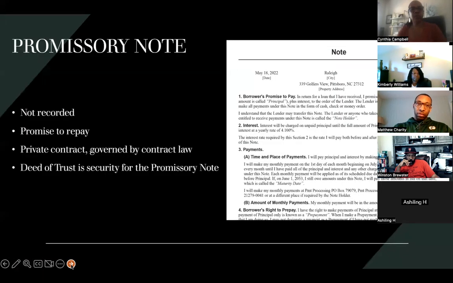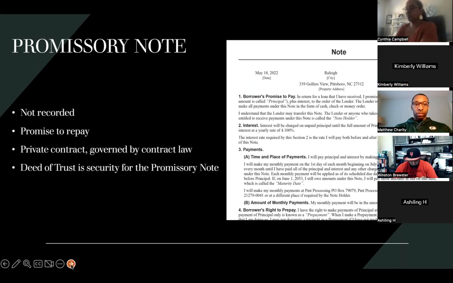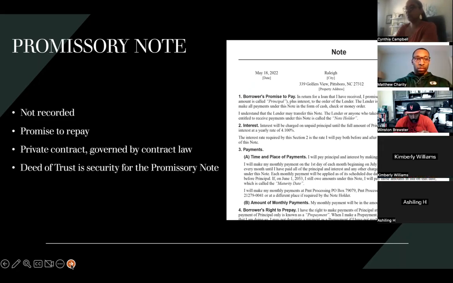And the document that the mortgage or deed of trust secures is called a promissory note. This is not recorded. This is a private contract. It's governed by contract law. It's a contract where you agree to pay your lender a specified amount of money. If there were no deed of trust, just a promissory note, and you didn't pay, the lender's recourse is to sue you in a court of law. So it's just a contract action. They sue you for breach of contract.